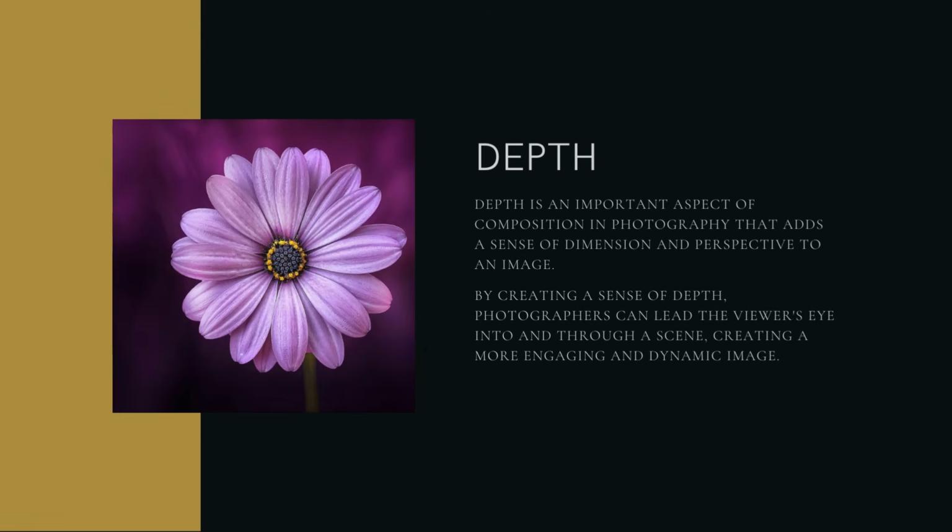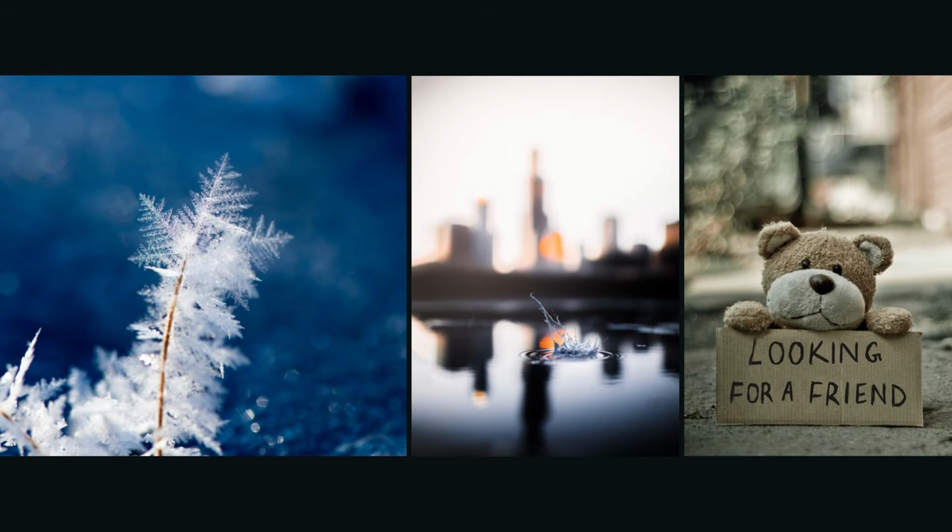Depth. Depth is an important aspect of composition in photography that adds a sense of dimension and perspective to an image. By creating a sense of depth, photographers can lead the viewer's eye into and through a scene, creating a more engaging and dynamic image. For example, if you want to create a sense of depth in your photo, you can use techniques such as including foreground elements, creating leading lines, or using a shallow depth of field. This can help to draw the viewer into the image and make the scene feel more alive and real.